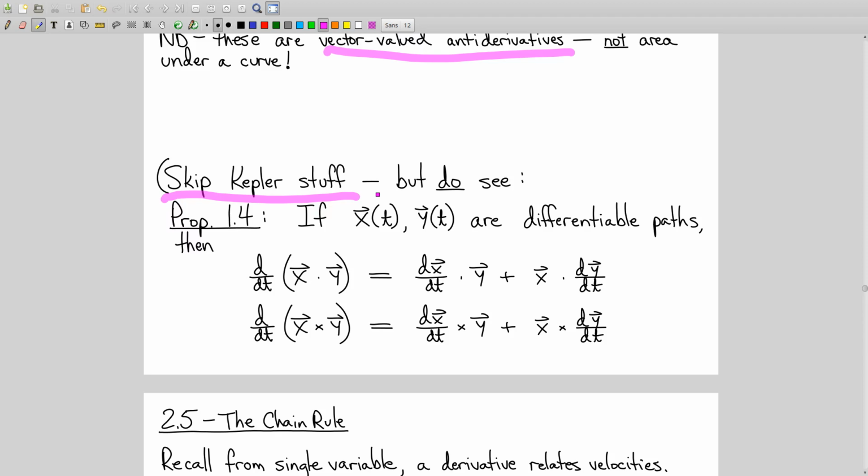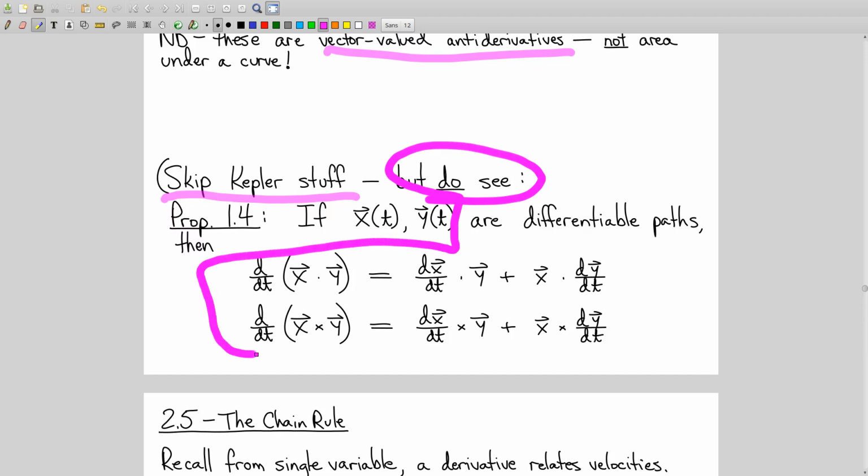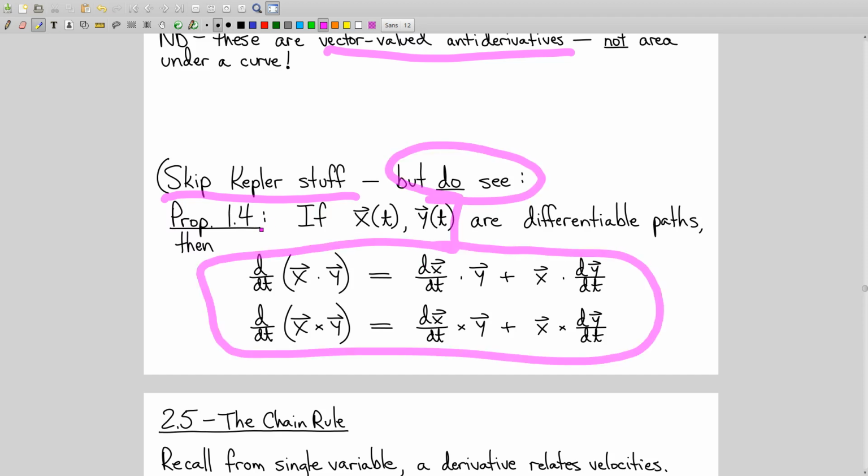It's not fair game. That said, you are responsible for these two formulas here in Proposition 1.4, which is in those pages, right? I'm picking out this in particular as stuff I do want you to know. It's just kind of, you might say, a couple of product rules for when you're doing dots and crosses of vector valued functions. That's kind of exactly what you would expect or hope, perhaps. And we're going to make use of them here and there, so make sure to remember those.